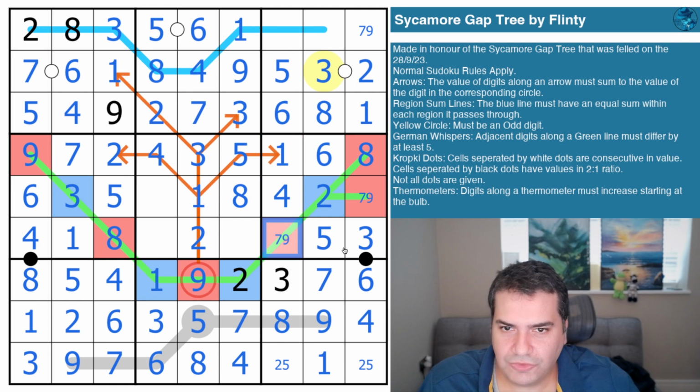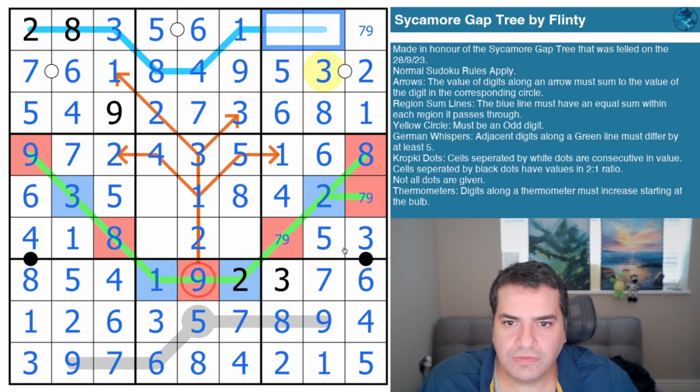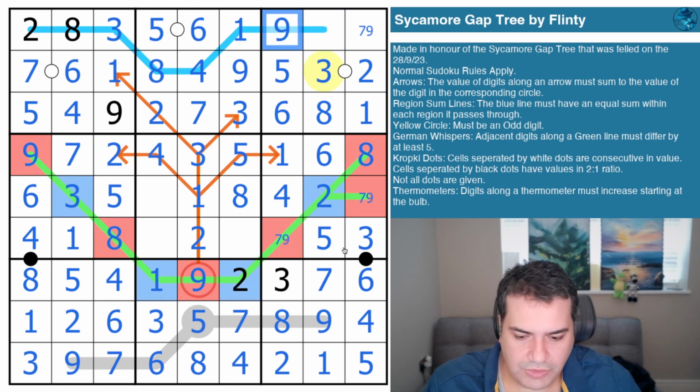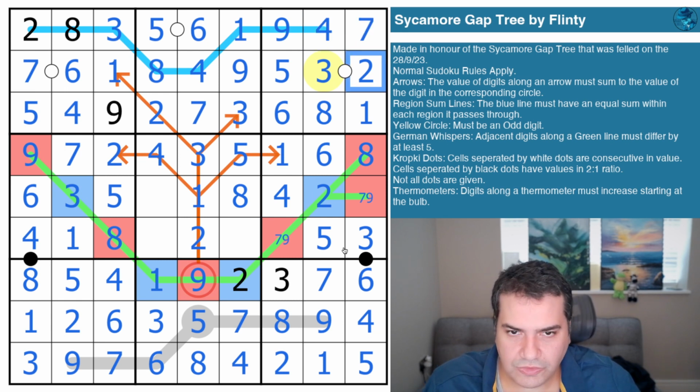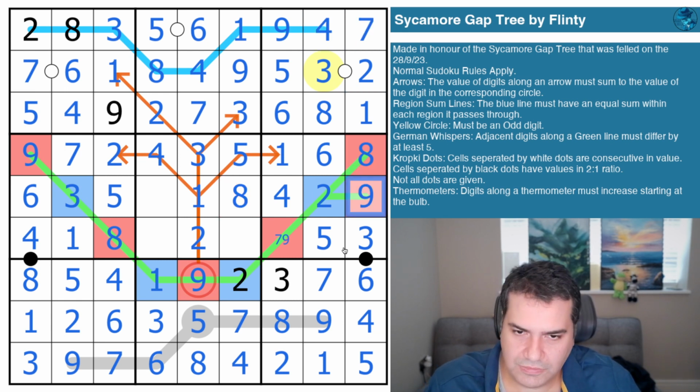Shockingly, 7, 9 still not resolved. 2, 5. Right, so we need to figure out what this sums to. This is summing up to 13. It's not 5, 8. It's not 6, 7. It's 9, 4. And we know the order of this. That's the 9, that's the 4, that's the 7, that's the 9, 9.